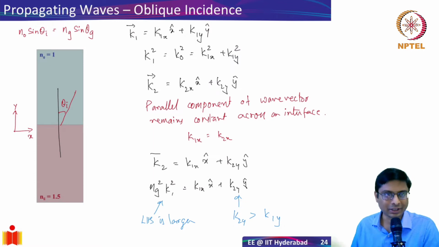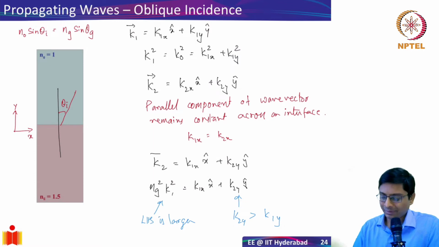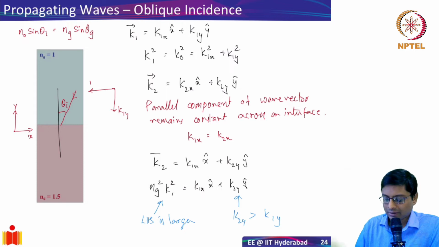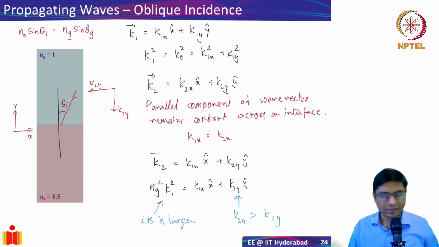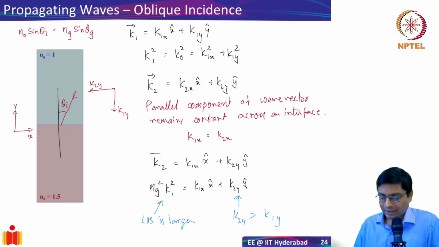What does it mean that k2y is greater? This is simple vector addition. Let's say I decompose my wave vector, this is my direction of propagation, into two components. This is k1y, this is k2y. When I decompose it that way, I'm seeing this is k2x and k1y.